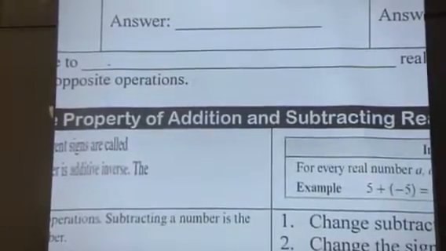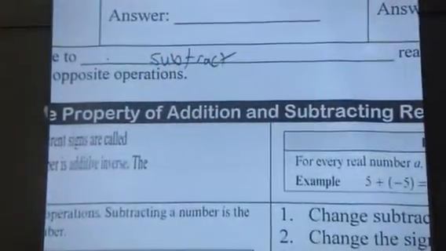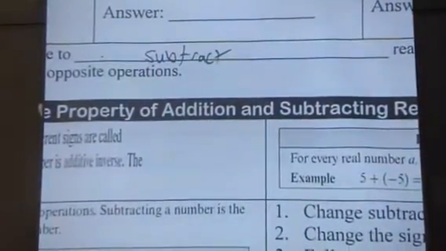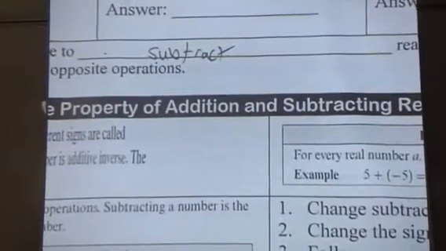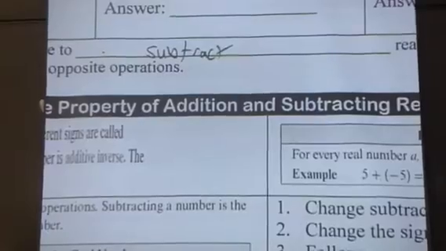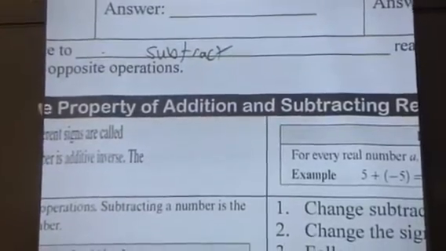Alright, we are in lesson 6. Our objective for today says I will be able to subtract real numbers using addition, the numbers chant, and opposite operations. So yesterday we looked at adding real numbers that had different signs. So today we are looking at subtracting real numbers that have different signs.